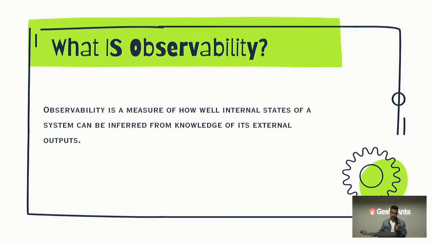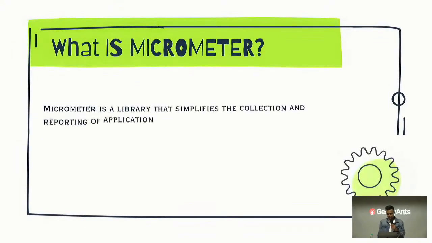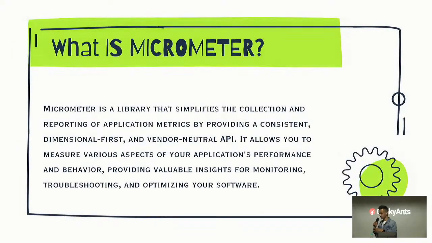And we have one provider called Micrometer. So what is Micrometer? Micrometer is a library, you can say. It simplifies the collection and reporting of application metrics by providing consistent dimensional-first metrics. So what is dimensional-first?